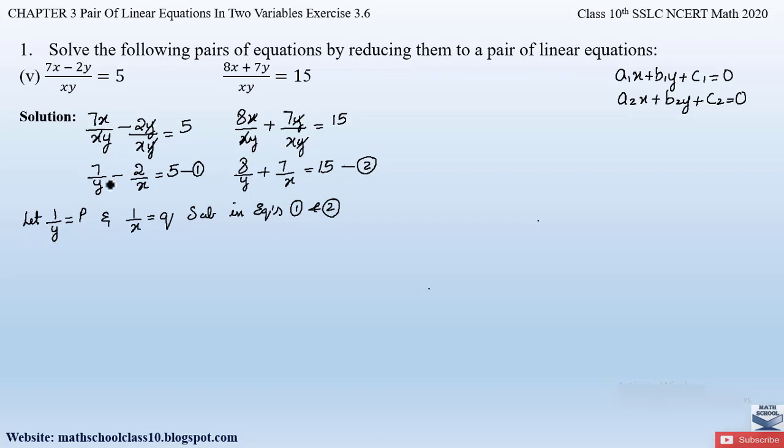Let us do that. So we have here 7 divided by y or 7 into 1 by y. So we can write 7p minus 2 into 1 by x is there, which can be written as q equal to 5. So let this be equation number 3. Similarly, from the second equation, here we have 8 by y, that is 8 into 1 by y, which can be written as 8p plus 7 into 1 by x can be written as q. So 7q is equal to 15. So let this be again equation number 4.